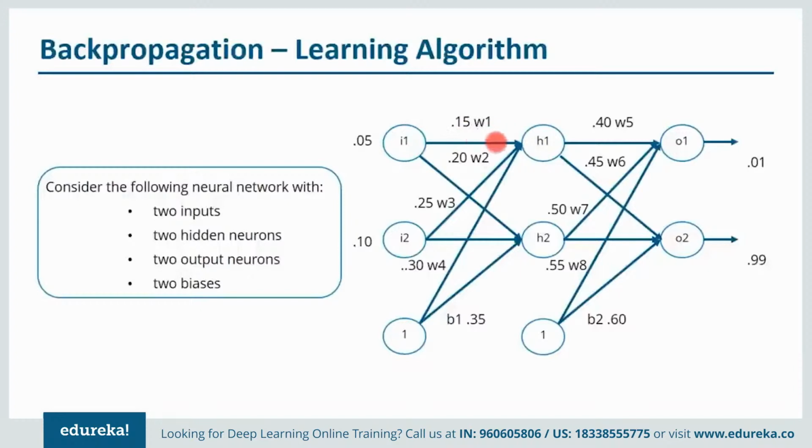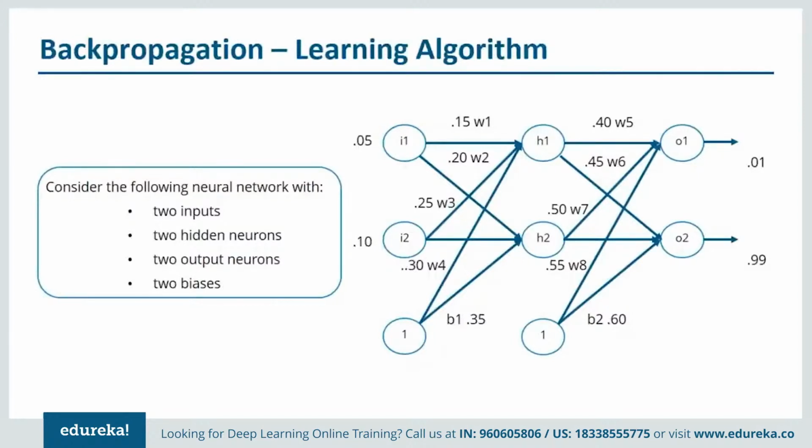So 0.15 W1, 0.20 W2. So these are the weights. Plus we have two biases as well. Now what we need to do is we need to make sure that we have weights in such a way that we get output as 0.01 and 0.99. But let us see if we get that same output when we provide these kind of weights.